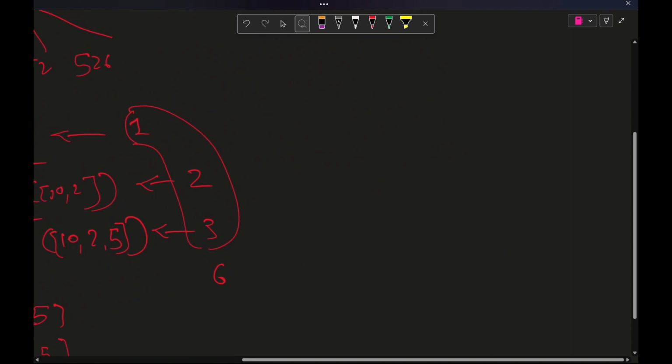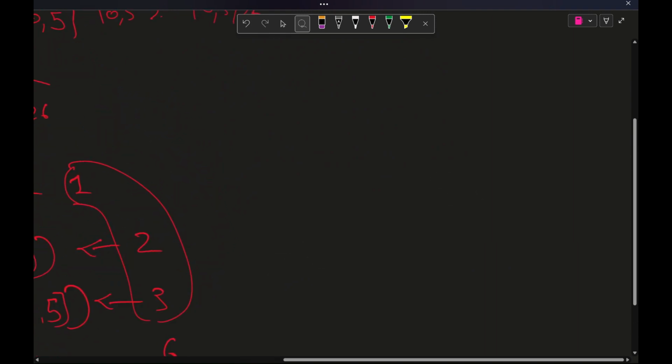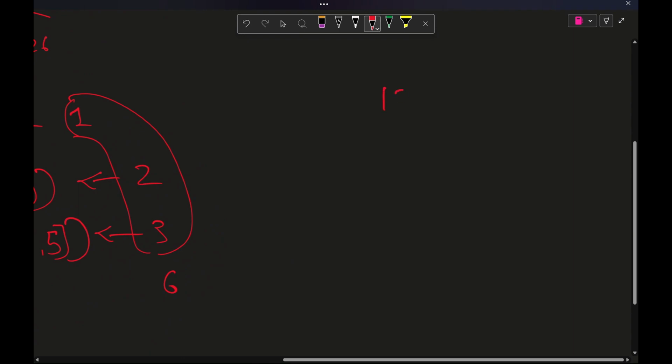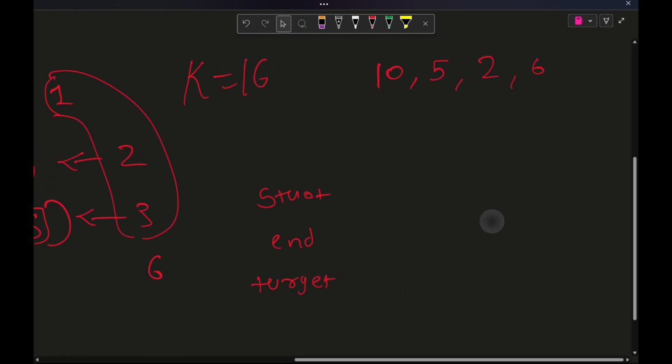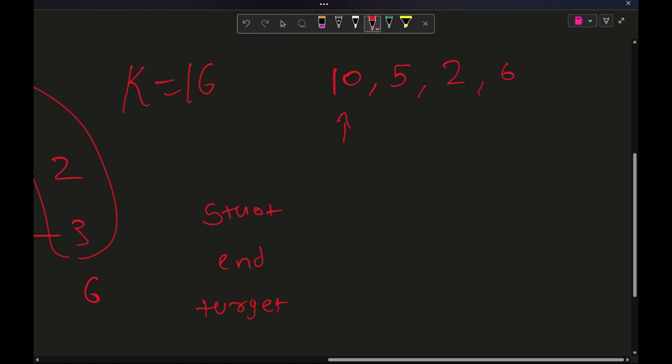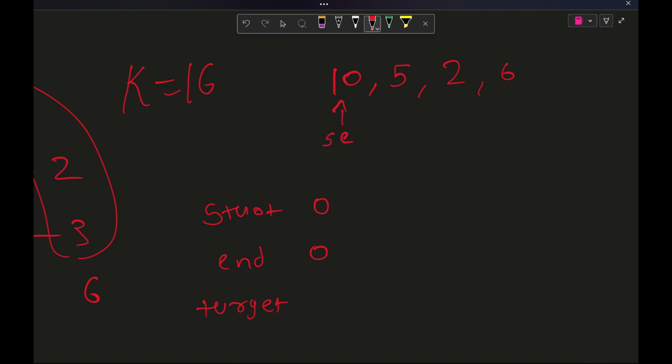Let's write the array. Suppose our array is 10 5 2 6 and our k is 16. What we are going to do is create start and end variables, and we will also maintain a target variable. First, we point start and end at 10, so start is pointing at 0 and end is pointing at 0.